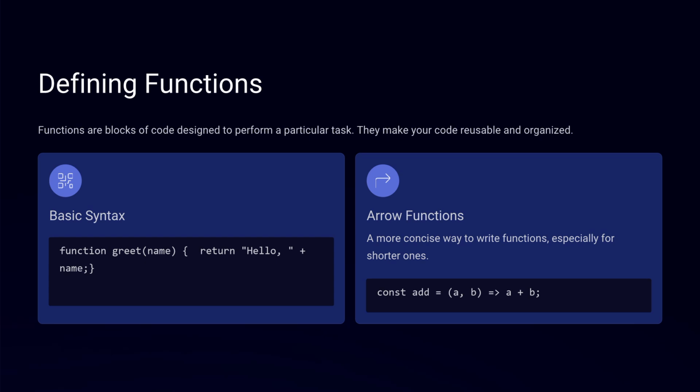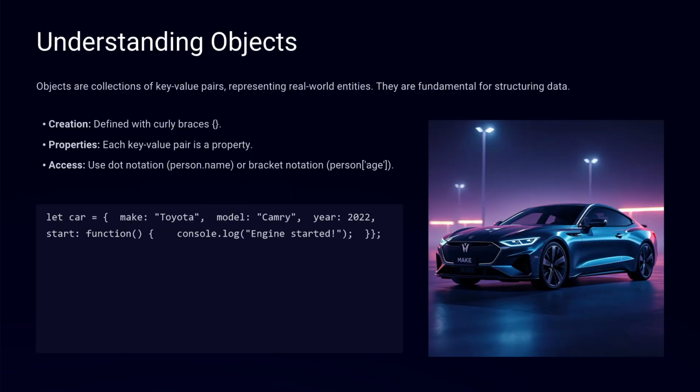Now let us look into understanding objects. Objects are collections of key value pairs, perfect for representing real world things. Now let us look into the example. Let us think there is a car blueprint and we have to make an object. Now let car = make: "Toyota", model: "Camry", year: 2022, start: function().